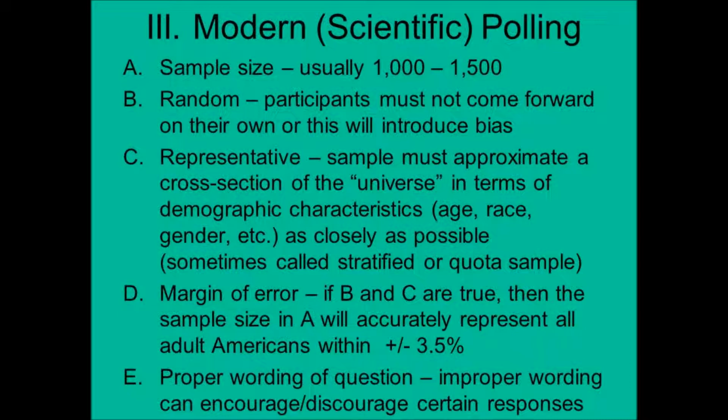Well, the better way to do it, the more accurate way to do it is to make sure that you talk to a mix of income groups, a mix of ages, a mix of religions, in ways that are approximately close to where those groups are represented in the actual population of America.